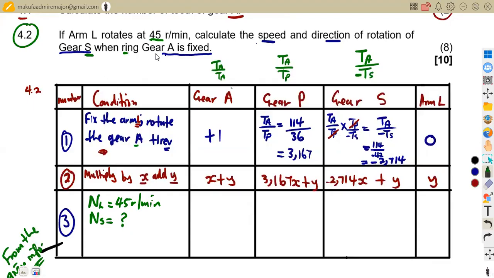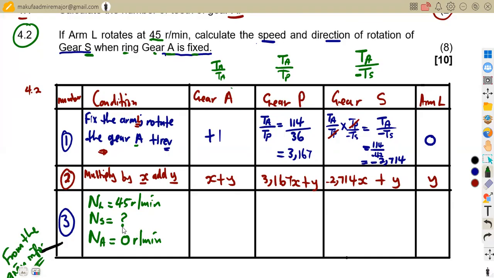When ring gear A is fixed now. Not to say the arm was fixed. No, it's another part that we are dealing with. The gear A is the one that is fixed now. So meaning to say gear A is no longer moved. There's no movement on gear A. So it's at 0. It's fixed. The speed is going to be 0 revs per minute.